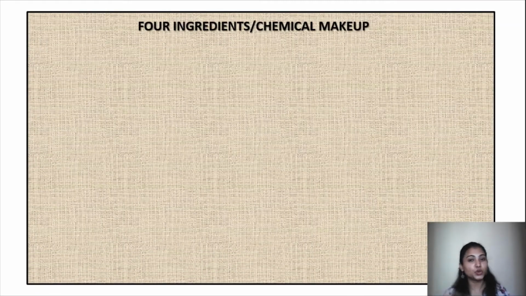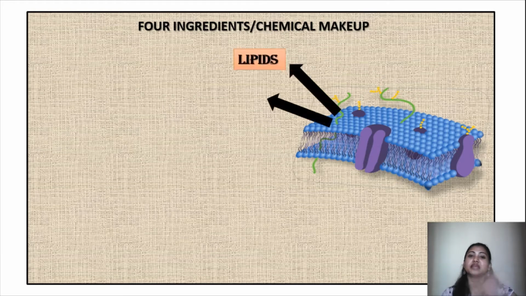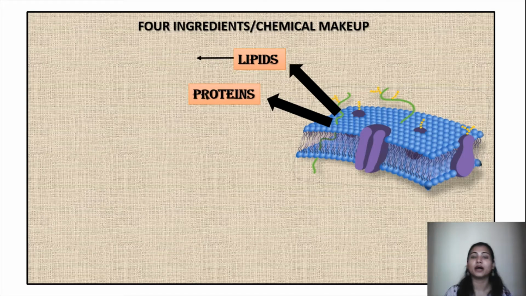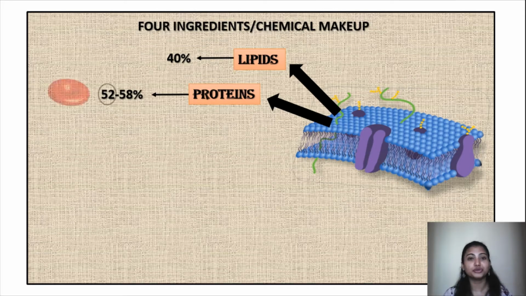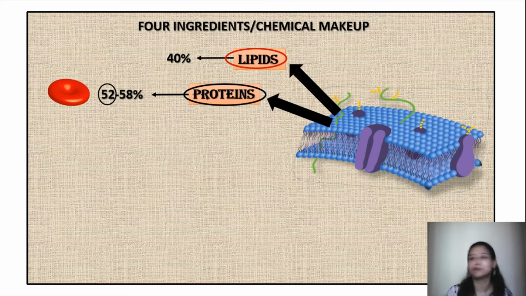Okay students, moving further to today's class. As we saw, the cell membrane is made up of four ingredients. We have studied lipids in the last class, and in this class we'll be studying proteins. The lipids make up 40% of the whole cell membrane, whereas the proteins make up 52 to 58 percent. Out of that, 52 percent is present in the red blood cells. So we are done with the lipid part. Now we'll proceed with the proteins part.